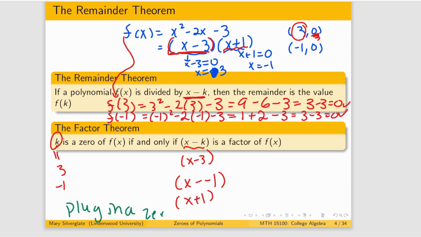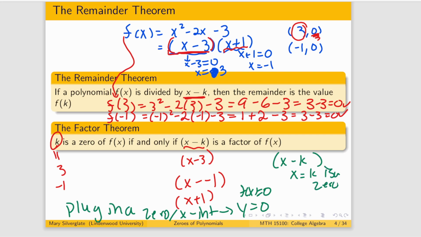So the remainder theorem says literally that you should expect that when you plug in a 0, also known as an x-intercept, you better get the result of y equals 0, aka f of x equals 0. And similarly, as we already expect, if you get a factor such as x minus k, that means x equals k is a 0. So you've worked with these ideas a lot before, even if you haven't formalized them.